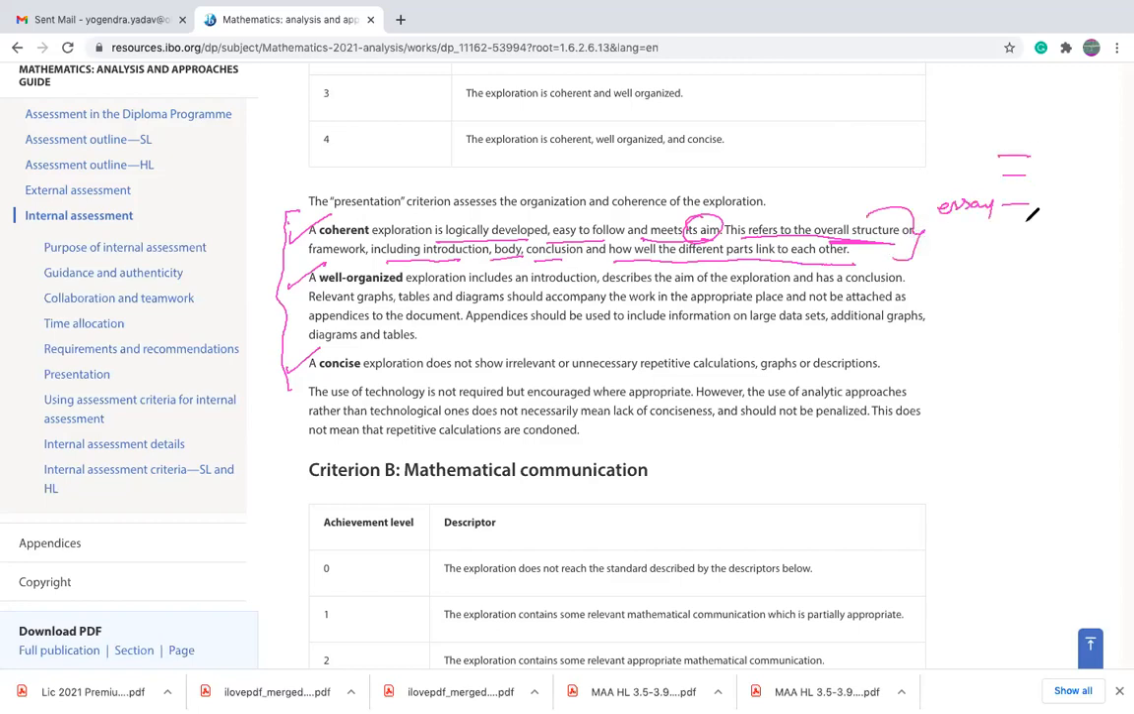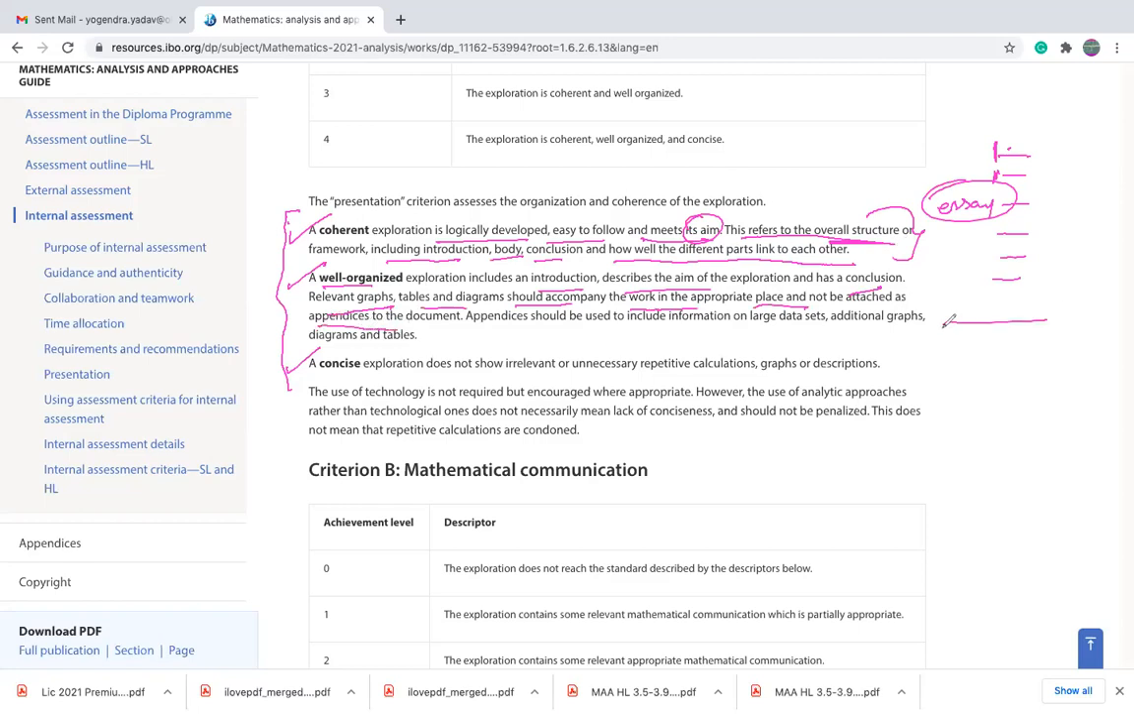Don't use any subheadings or bullet points. Sometimes the teachers force you to write them, and we can't do anything in that case. But definitely, when you write in essay format, you let the reader understand what you've written, and that gives a sense of understanding to the writer and reader both. Now, well organized obviously includes the introduction, describes the aim, and has a conclusion, with the relevant graphs, tables, and diagrams at an appropriate place, and not attached as appendices.